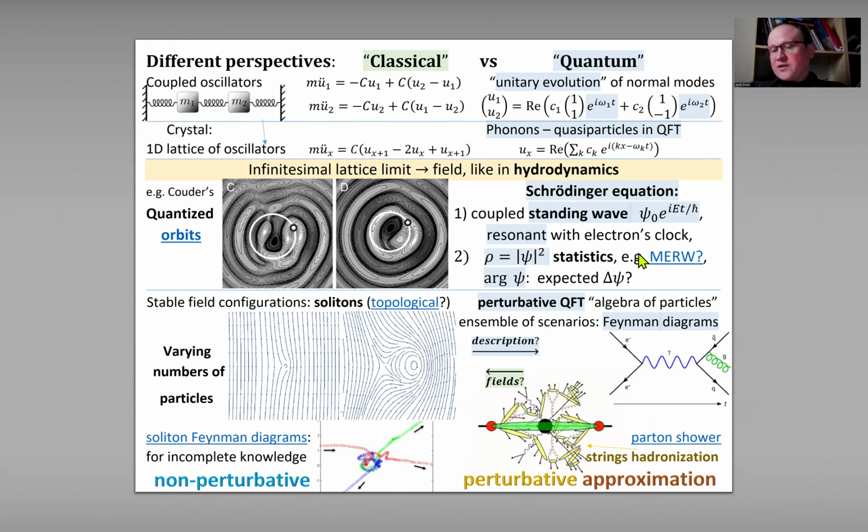So we are used to Feynman diagrams in the standard model, but we should also be able to ask about the fields which are hidden in a given Feynman diagram, or from the other perspective, if you have some scenario in fields, how to describe it effectively using Feynman diagrams. So this is a non-perturbative view. This is a perturbative view.